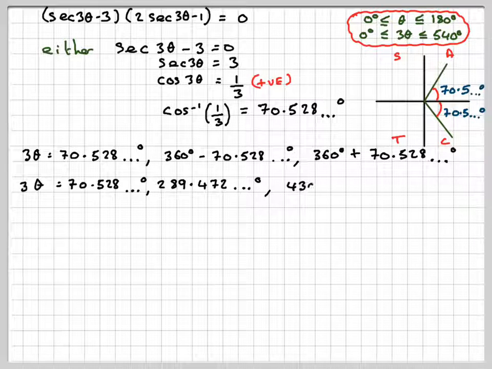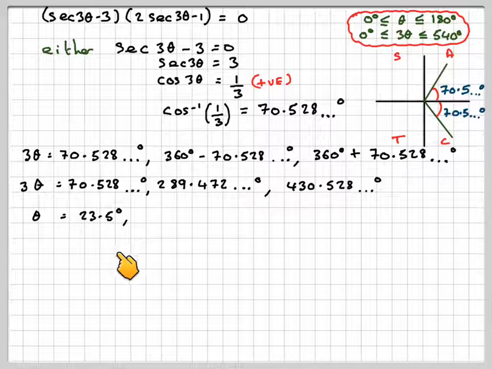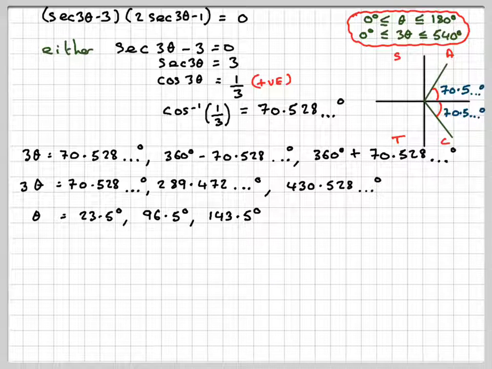So working those out, we're going to get 3 theta is 70.528 degrees, 289.472 degrees, and then 430.528 degrees. That gives me 3 theta. In order to find theta, I divide by 3 and get 23.5, 96.5 degrees, and 143.5 degrees.